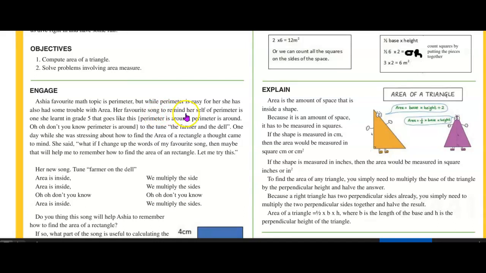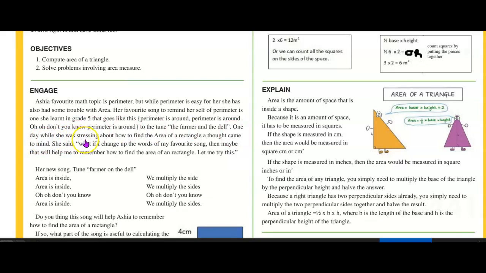Her favorite song to remind herself of perimeter is the one she learned in grade 5 that goes, Perimeter is around, perimeter is around. Oh, oh, don't you know perimeter is around. And that is to the tune of the farmer in the dell.